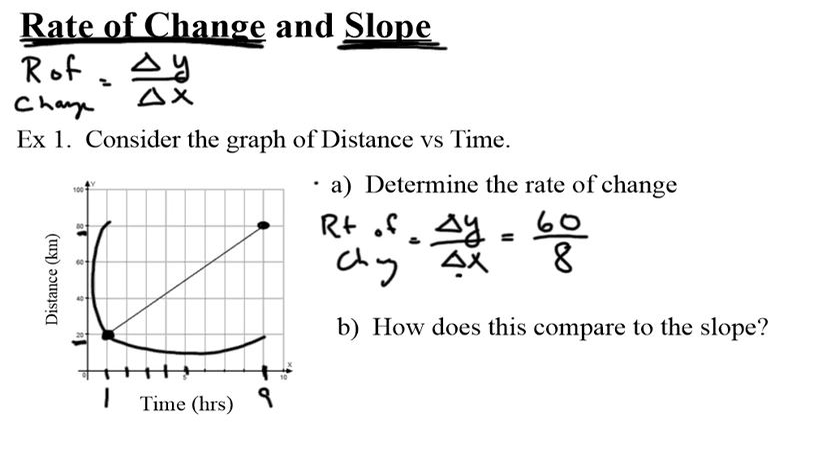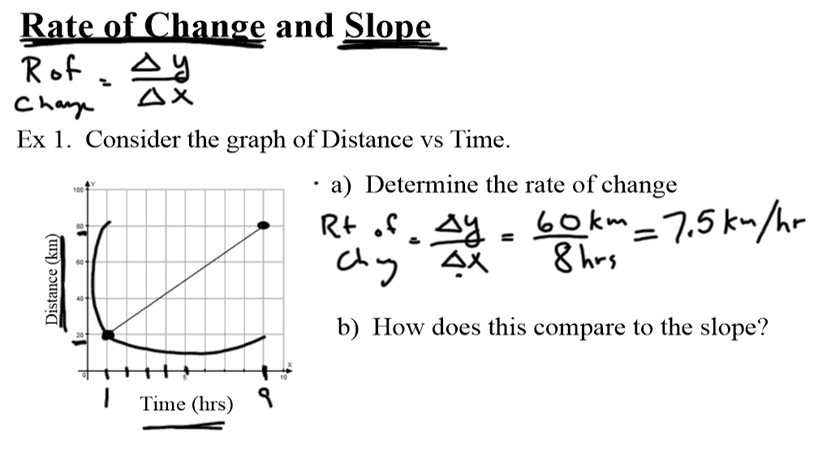So 60 over 8. y is kilometers, x is hours. So the rate of change is we're going 60 kilometers every 8 hours. If I were to divide this like we did last unit, 60 divided by 8, that would work out to be 7.5 kilometers per hour. There's what you're looking at for the rate of change.